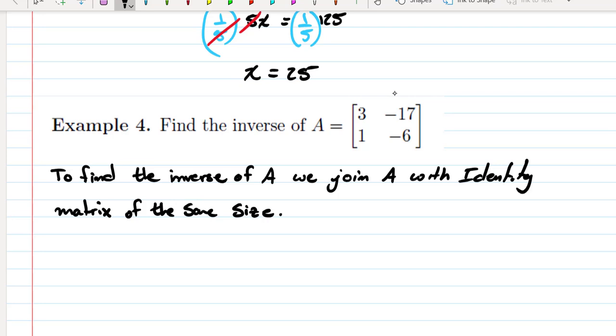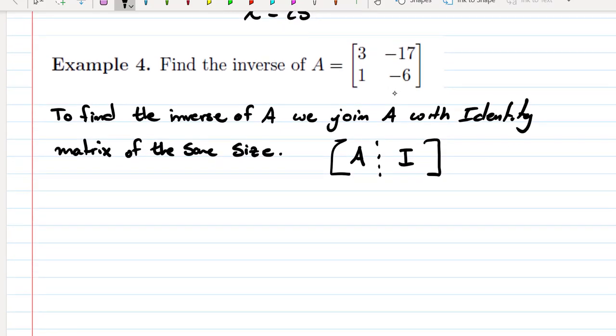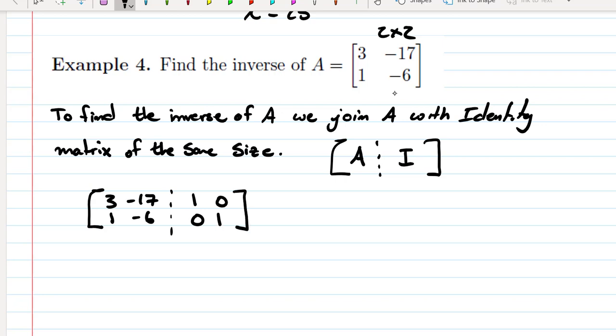So we create a new matrix, and we're going to have the matrix A, and we are going to join it with the identity matrix of the same size. So in our case, we have a 2 by 2 matrix, so we're going to have 3, 1, negative 17, negative 6, and we're going to join it with the matrix 1, 0, 0, 1, so the identity matrix of the same size. And we'll notice that this new matrix has order or size 2 rows and 4 columns.